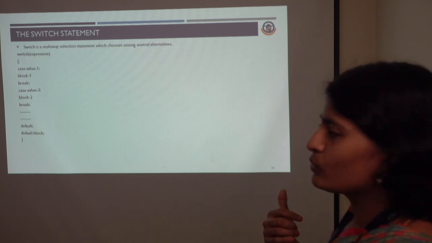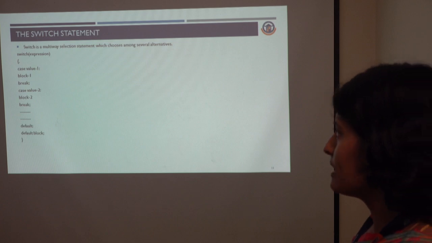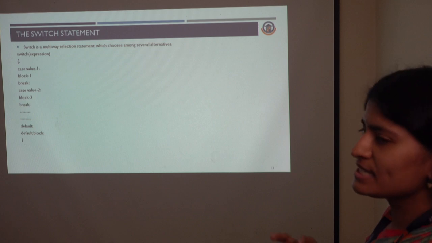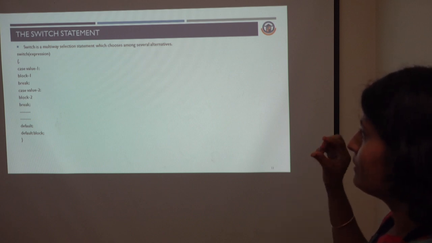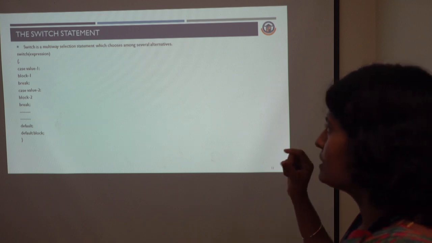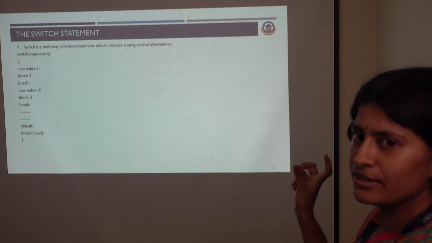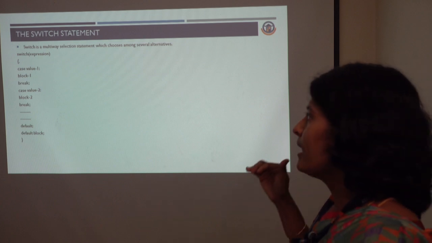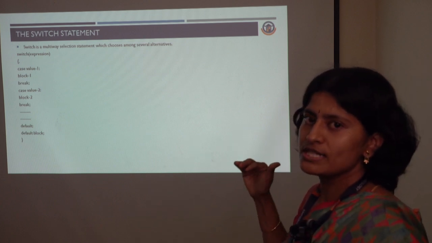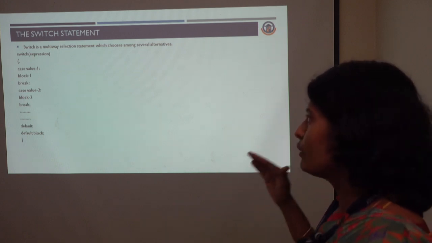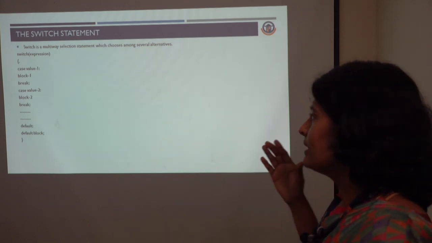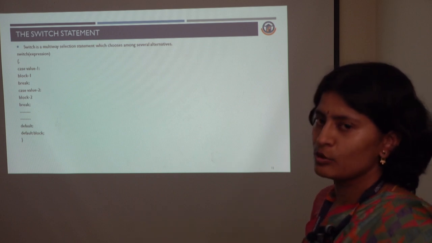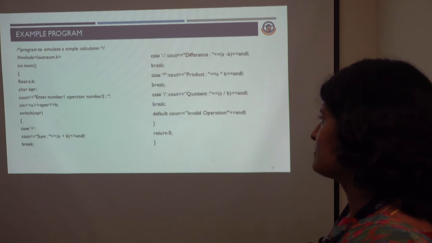This is also one of the decision making statements, that is the switch statement. This is a multiple way selection statement used to choose among several alternatives. Inside the switch statement we have the switch keyword and a test expression, like the if statement. Then we have multiple cases inside the switch. Depending upon the case, it will execute the block inside that case. If none of the cases is satisfied, it will execute the default block and come out of the loop. Let's see the sample program for the switch statement.